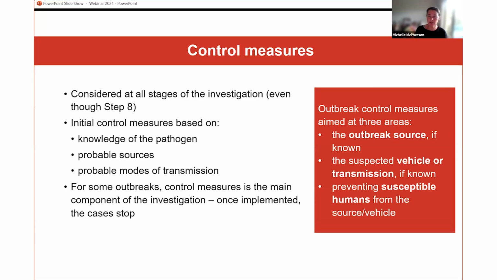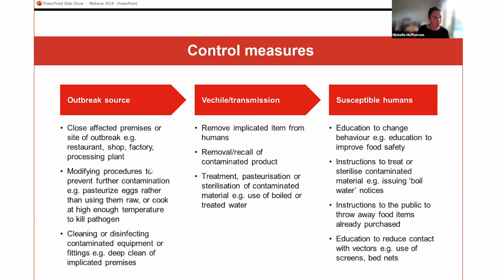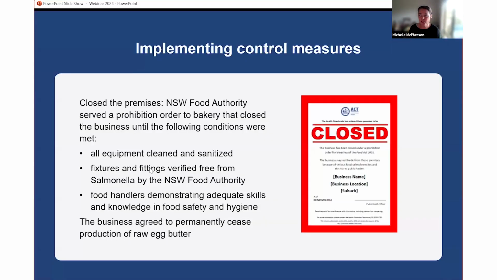They're typically aimed at 3 areas: the outbreak source, by either stopping it or removing it; the suspected vehicle or transmission, if you know what the route of transmission is; or by preventing susceptible humans from coming into contact with the source. For this particular outbreak, they knew the source was the bakery, so the New South Wales Food Authority served a prohibition order on that bakery and closed it until they met the conditions listed there.